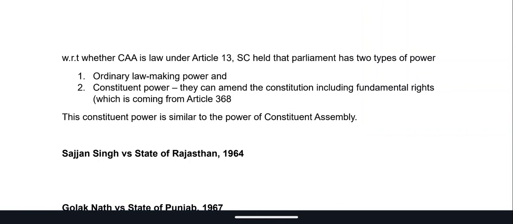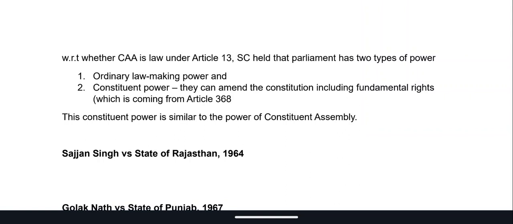Now, what do this ordinary lawmaking power and this constituent power mean? See, the constitution was prepared and adopted by the Constituent Assembly. It was a similar kind of body to parliament, where Dr. B.R. Ambedkar and others were present. The purpose of the Constituent Assembly was to draft the constitution, discussing, debating, and giving a proper constitution for the country to be implemented. This is the job that was done by the Constituent Assembly.